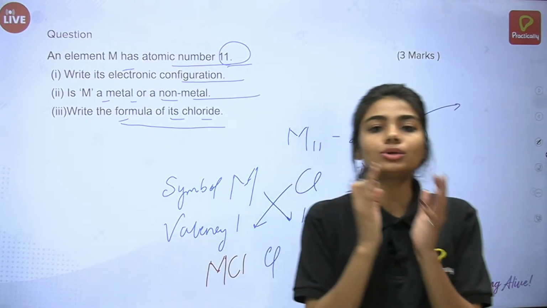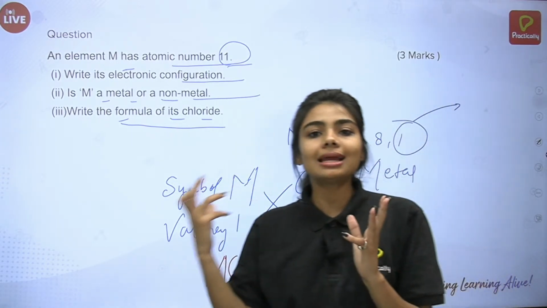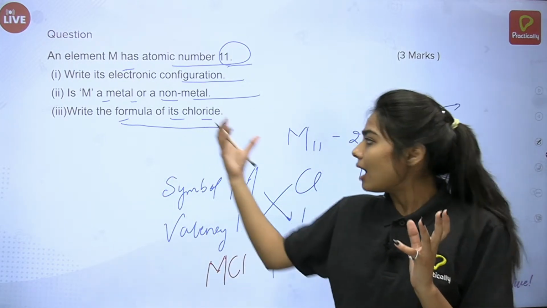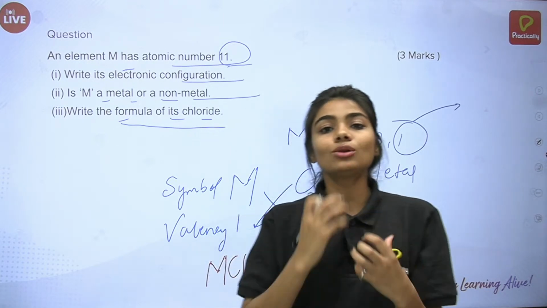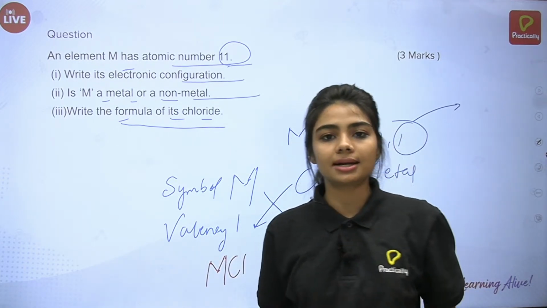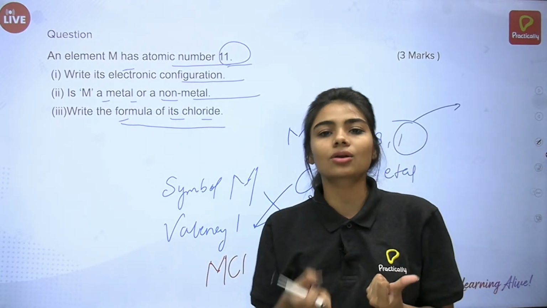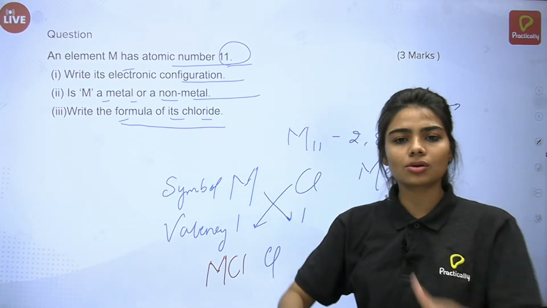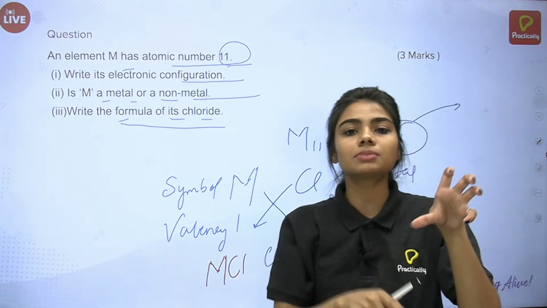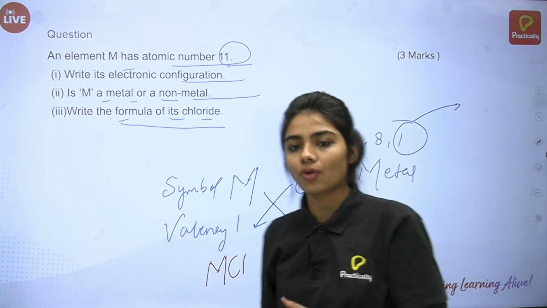First of all, you need to understand what the electronic configuration will be. After writing the electronic configuration, see the valency. If it can lose electrons, then it will be considered a metal. If it can gain electrons, then it will be considered a non-metal. What will be the formula of its chloride? Write the symbol, just cross multiply the valency, and you will get the chemical formula.